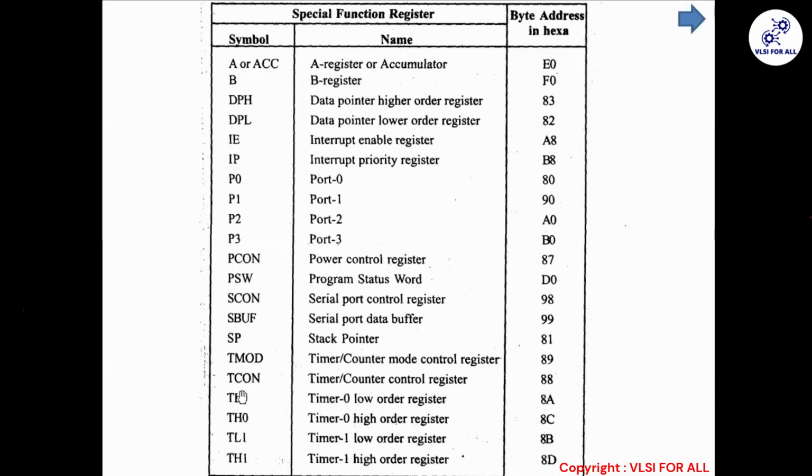Other than that, as we have seen, we have timer 0 and timer 1. Each timer is of 16 bits. So the lower 8 bit, upper 8 bit, lower 8 bit, upper 8 bit. That way we have SFRs. All these are SFRs. I want you people to go through the short form as well as the long form of these SFRs.